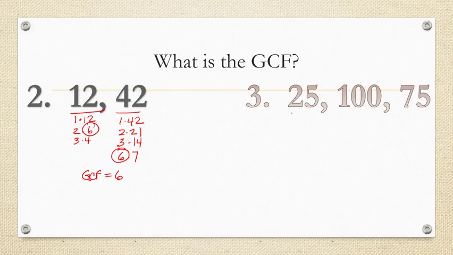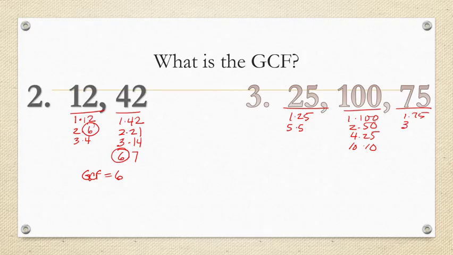Okay, 25 is going to be 1 and 25. We're going to have 5 and 5. For 100, we're going to have 1 times 100, 2 times 50, 4 times 25, and 10 times 10. Okay, 75, you're going to have 1 times 75, 3 times 25, and I believe you're going to have 15 times 5. Okay, so we're looking for a number that divides out of all 3. I think there's 25 here, 25 here, and 25 here. So the GCF is 25.